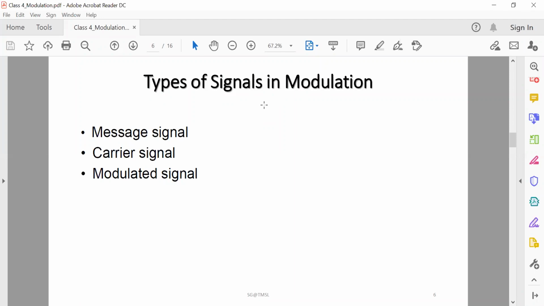The modulated signal: when the message signal is mixed with the carrier signal, a new signal is generated. This new signal is known as a modulated signal. The modulated signal is the combination of the carrier signal and the modulating signal, or message signal, or baseband signal. So these are the different types of signals used in the modulation process.